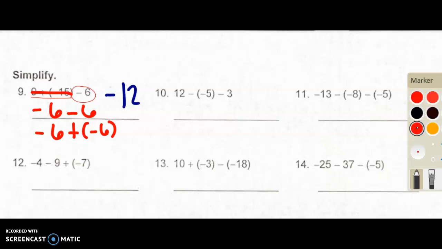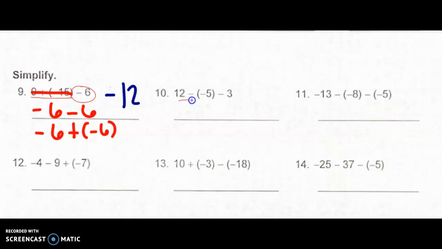All right, for the next one, I have 12 minus negative 5 minus 3. First thing I'm going to look at is just this 12 minus negative 5. I have to do keep change opposite, and that becomes 12 plus 5, which is 17. Bring everything else down. Now, I have a subtraction problem, so again I'm going to do keep change opposite to get 17 plus negative 3.